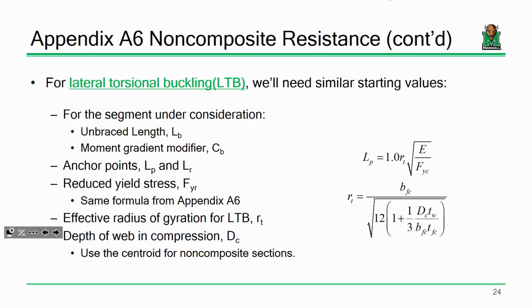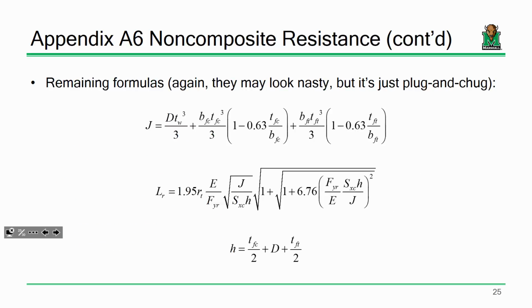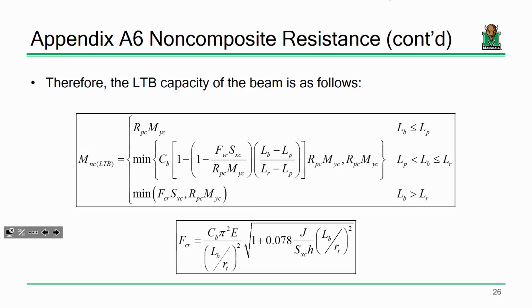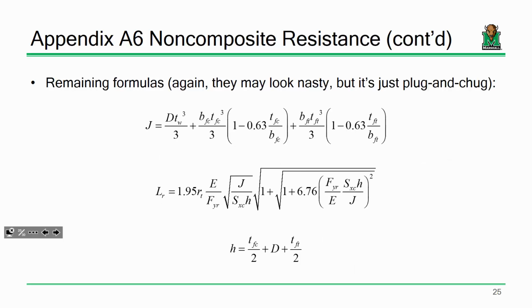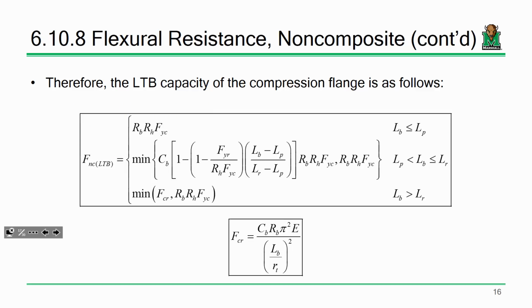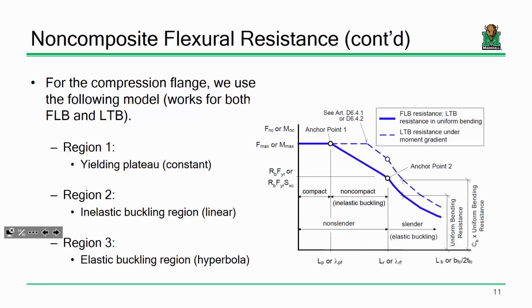Now we need our anchor points for the LTB curve, which we've already computed, reduced yield stress, and all of our properties. Again, that was the whole point of all that grunt work we did last time. We already computed all of that. And here's the long and short of it. This equation that you're seeing right here is that, okay? A plateau region, linear, hyperbola. Zone 1, Zone 2, and Zone 3 for LTB.